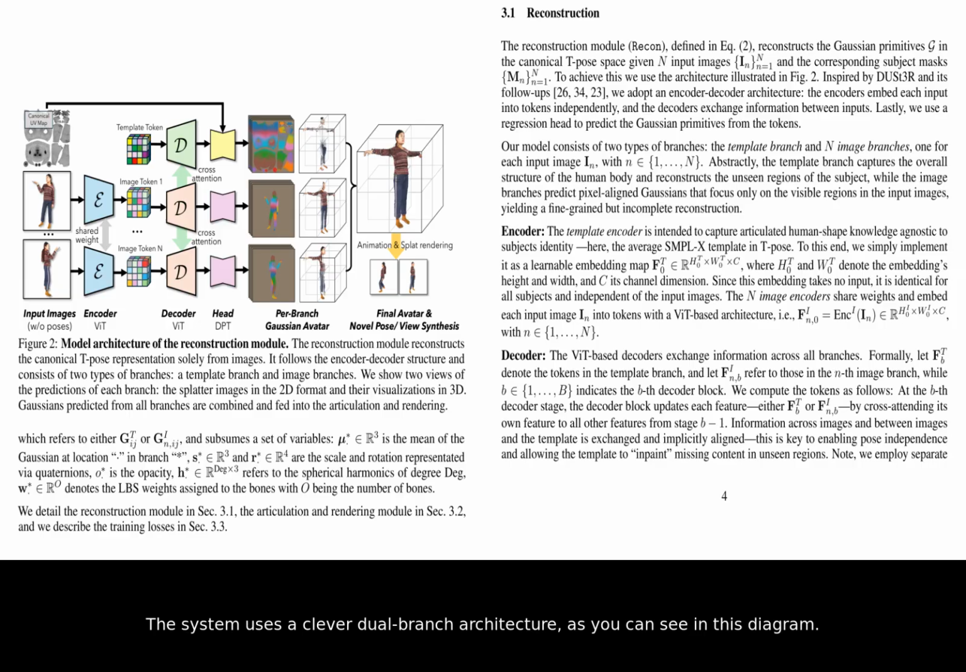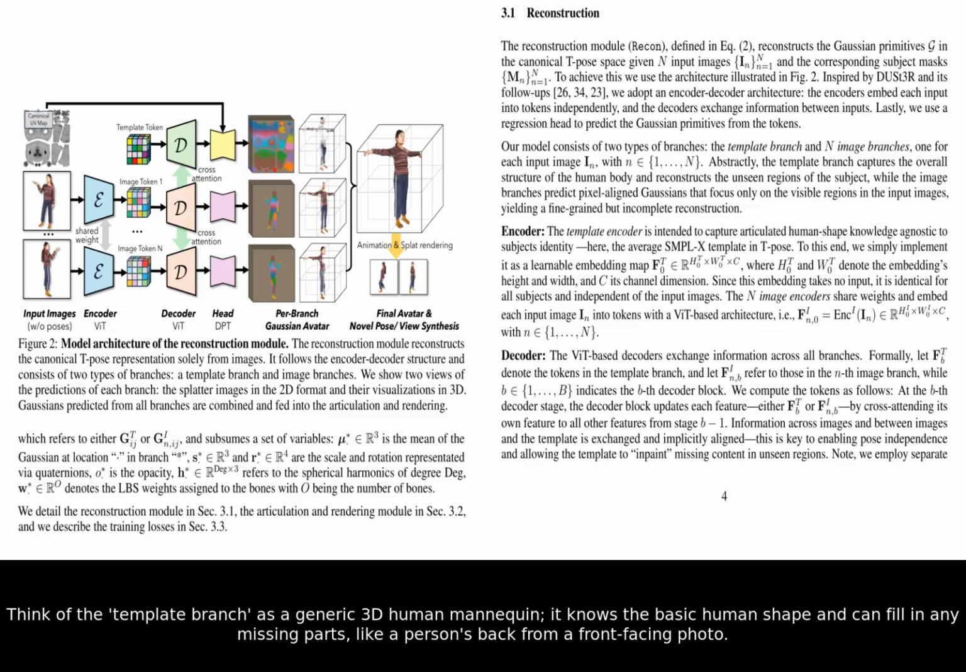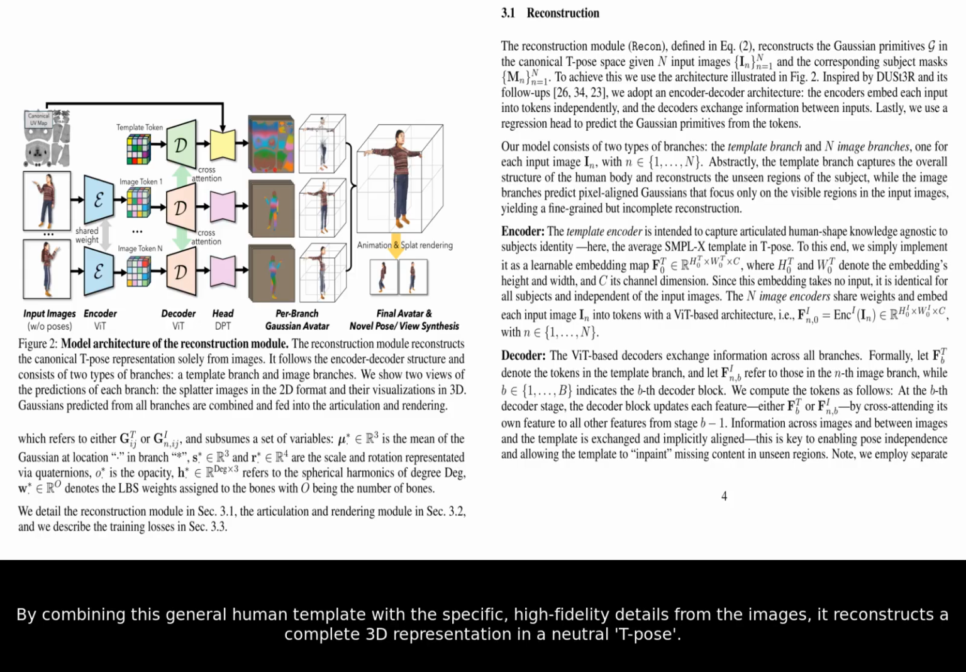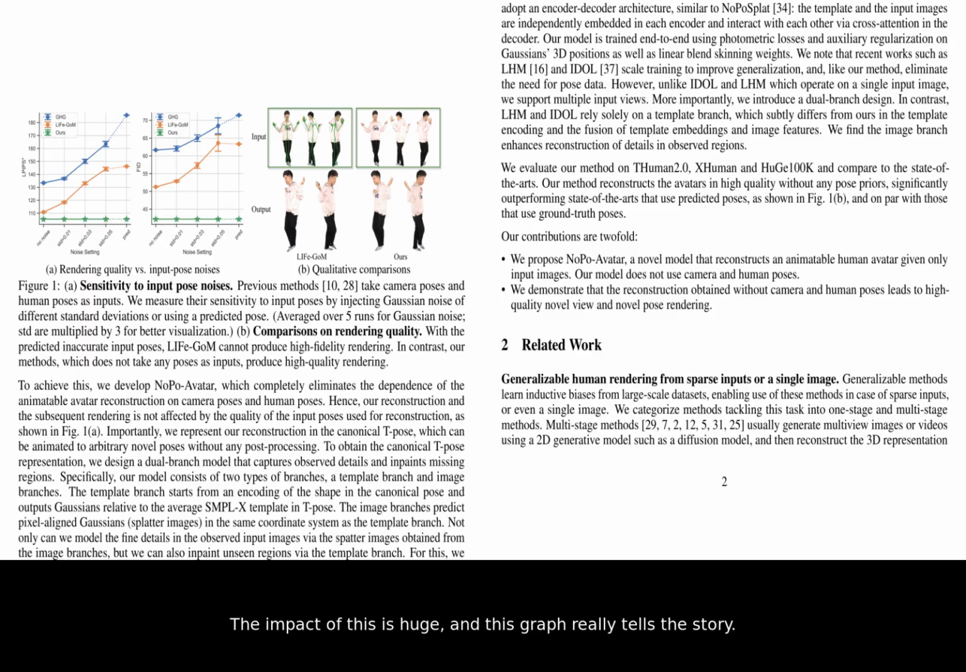The system uses a clever dual-branch architecture, as you can see in this diagram. Think of the template branch as a generic 3D human mannequin. It knows the basic human shape and can fill in any missing parts, like a person's back from a front-facing photo. At the same time, image branches act like projectors, taking the fine details from each input photo, like the pattern on a shirt, and mapping them onto the model. By combining this general human template with the specific, high-fidelity details from the images, it reconstructs a complete 3D representation in a neutral T-pose.